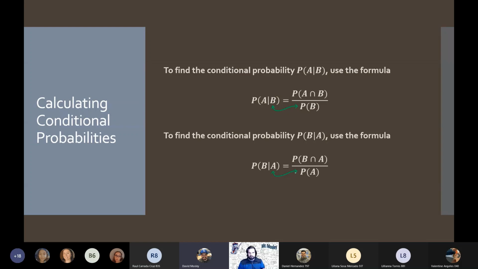Same thing here. If this is one scenario we're talking about, the probability of A intersection B should be the same as the probability of B intersection A. So you don't need to find two different numbers for that. Those things commute, I believe that's right. Yeah.